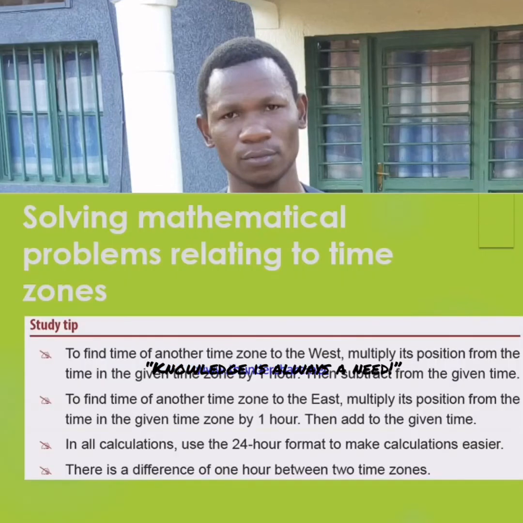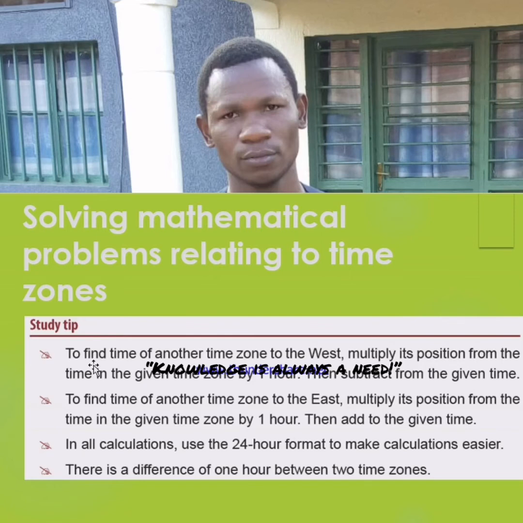So let's solve some mathematical problems relating to time zones, without delaying. Let's read the first one together. To find the time of another time zone to the west, multiply its position, meaning the second, the third, the fourth, by 1, and subtract from the time in the given time zone. You take the position. If they say the second, multiply 2 by 1. Then subtract from the given time, because you are going to the west.